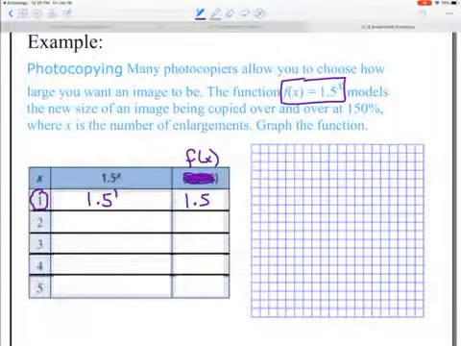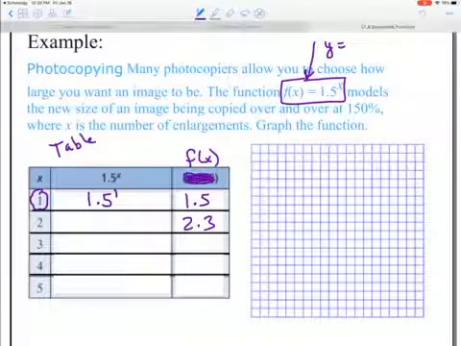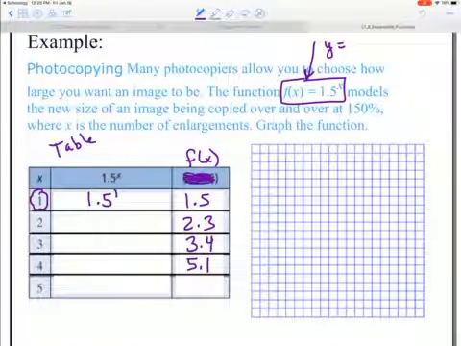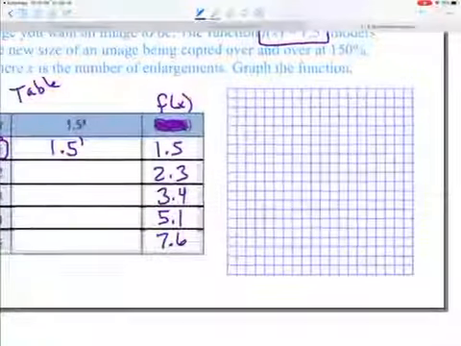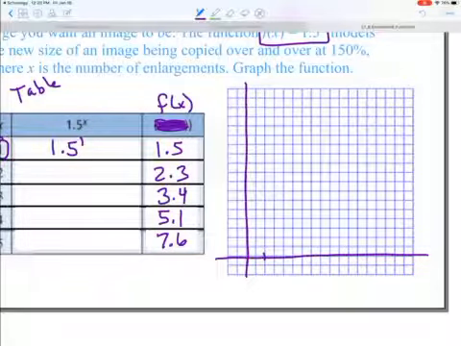You could plug this into your y equals on your graphing calculator, and then go to your table of values to get this, because if you scroll, you would get 2 is 2.3, 3 is 3.4, 4 is 5.1, 5 is 7.6. Next, what we're going to do is graph those. I'm going to set a scale. I know it's in the first quadrant. Every other one is 1, so my scale is 0.5.